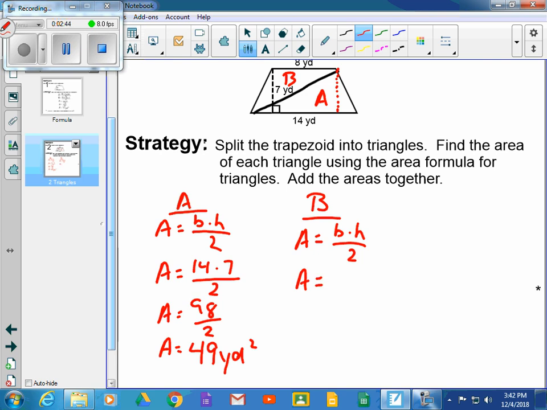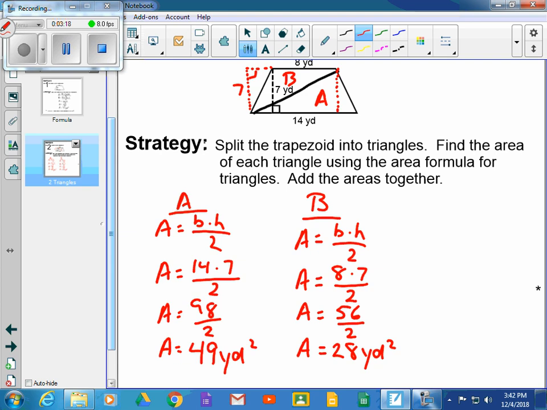And then if I find triangle B, I can use the same base times height divided by 2. The base would be 8. The height would be 7. You can say this because if we extend this top and the side out, that's the perpendicular distance between 8 and the opposite angle. It makes a little rectangle, so 7 is the opposite side there. So we divide that by 2. 8 times 7 is 56. Divide it by 2 and we get 28 square yards.